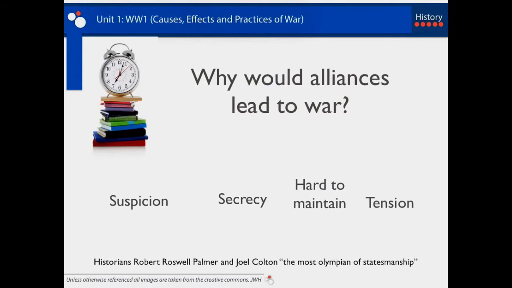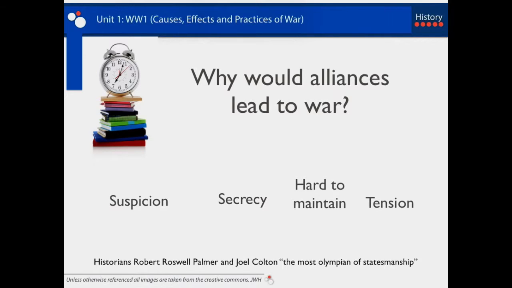So there are your two alliances. And why would alliances lead to war? It's always good to ask that question, particularly when you're answering a question about what factor led to war. So you have to look at why. An alliance is about suspicion, secrecy. They're hard to maintain. There's a tension there. If one person fights, they have to call in their buddies.